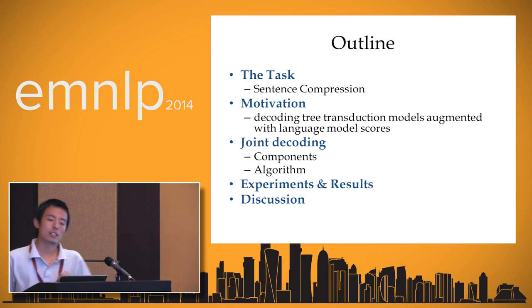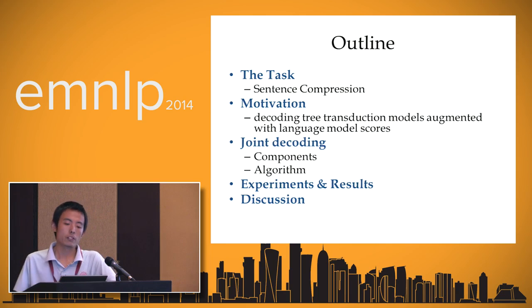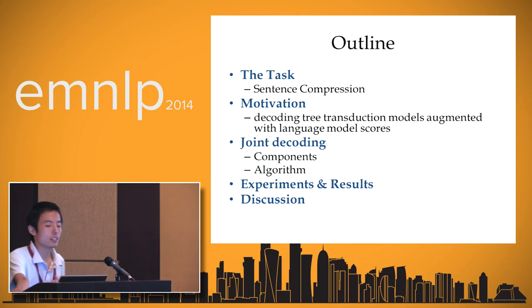So first is the outline. We assume that some of you are also unfamiliar with the task of sentence compression, so we first give an introduction of the task, then give our motivation, that is, decoding the trained transduction model augmented with language model scores. The joint decoding is the main part of the paper, and we'll describe the components and algorithms to efficiently decode the result. The experiments, results and some later discussions will be in the last part.